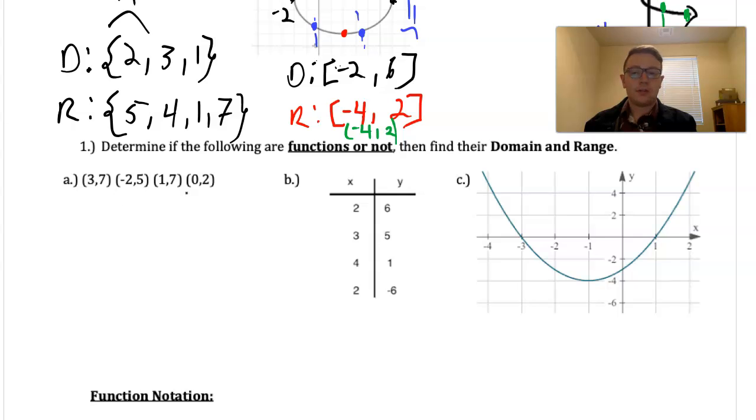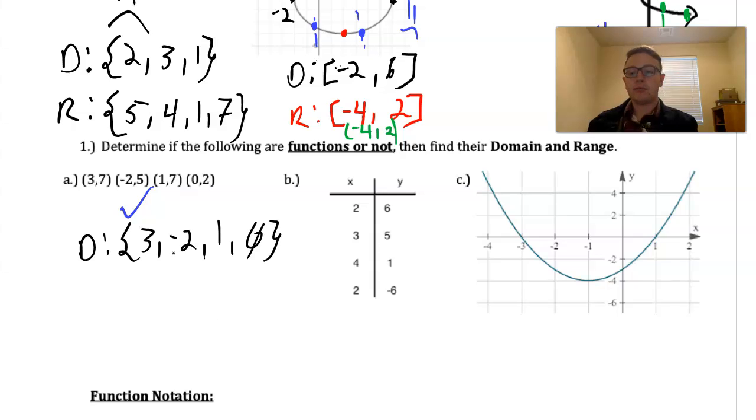So for this first one, is it a function? So we have 3, -2, 1, and 0. We don't see any repeating x values. So yes, this is a function. What's its domain? It's all the x values, making this 3, -2, 1, and 0. Doesn't matter what order these are in. You can put them from smallest to largest, any order you want.